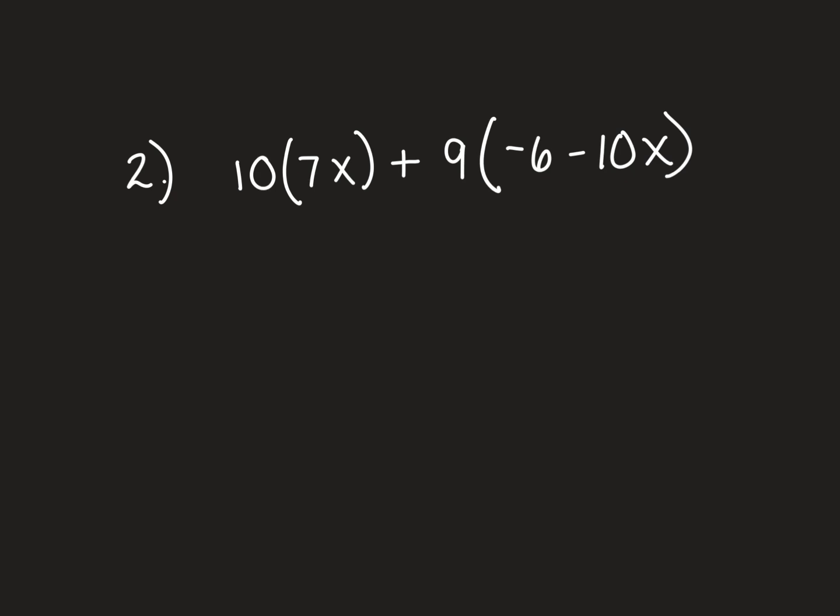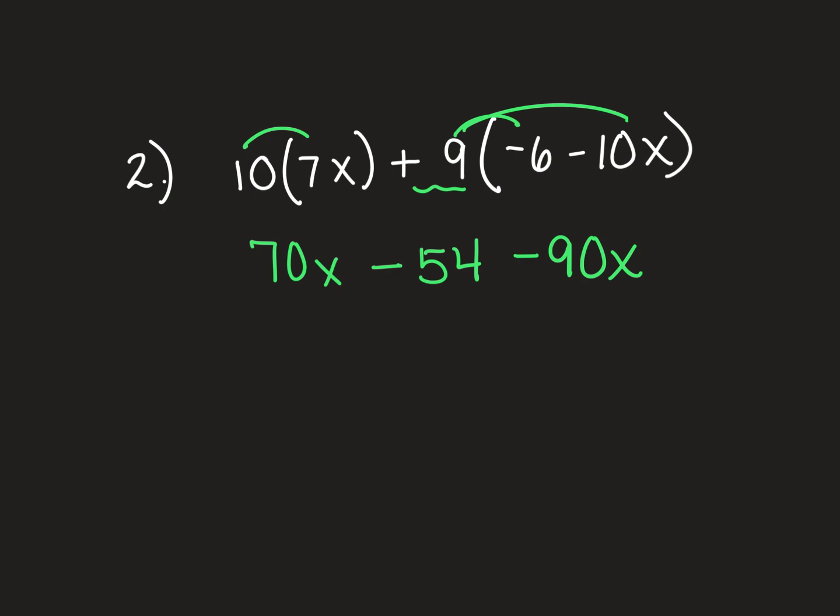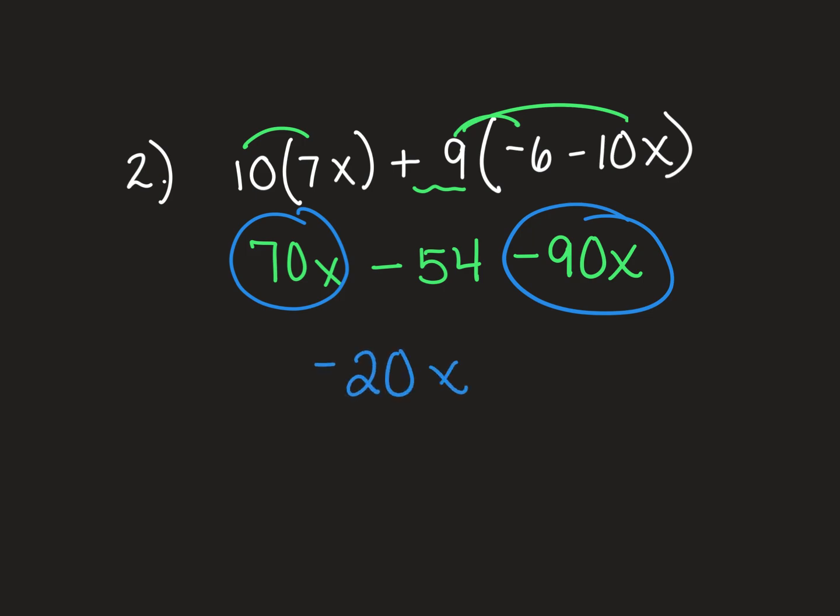Okay, now we have a monomial times another monomial, and a monomial times a binomial. So we do 10 times 7x is 70x. And now I need to distribute positive 9 to both terms inside. So 9 times -6 is -54. And 9 times -10x is -90x. Now I want to look for like terms. And I see a 70x and a -90x would be -20x. And I bring down my constant. So I'm left with a linear binomial. I'm going to jump over number 3 and head straight to 4 for sake of time.